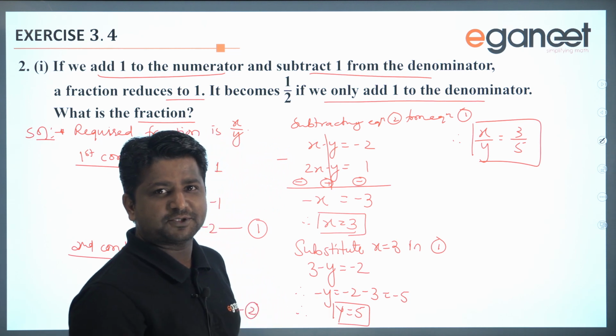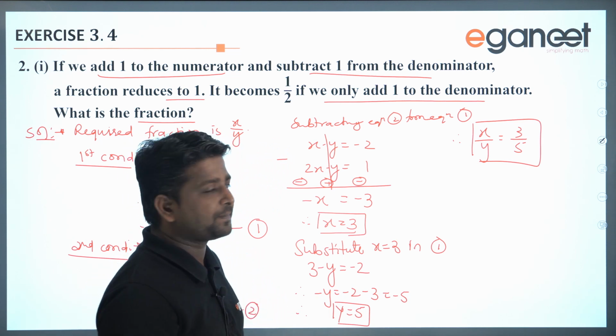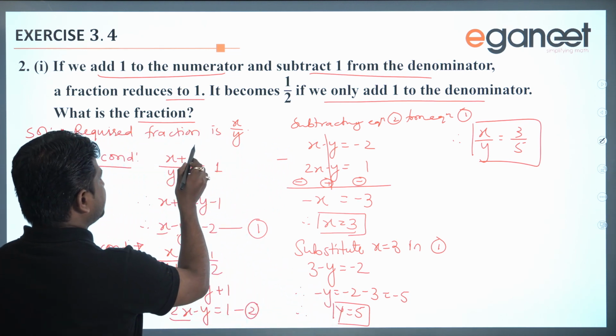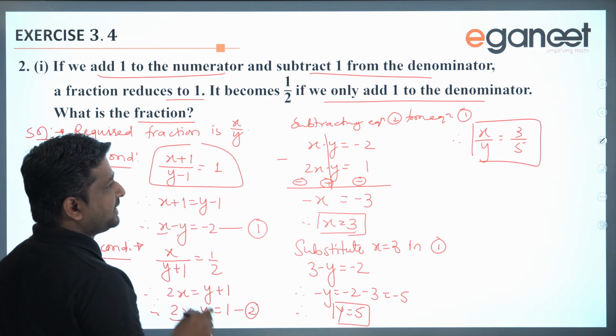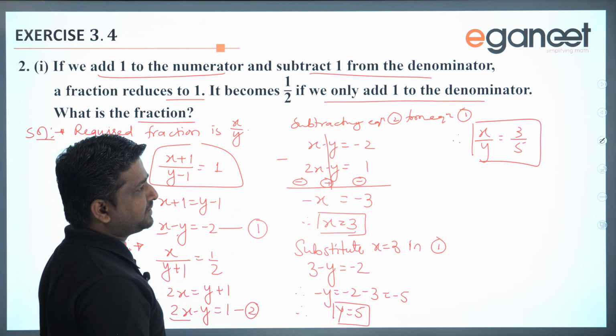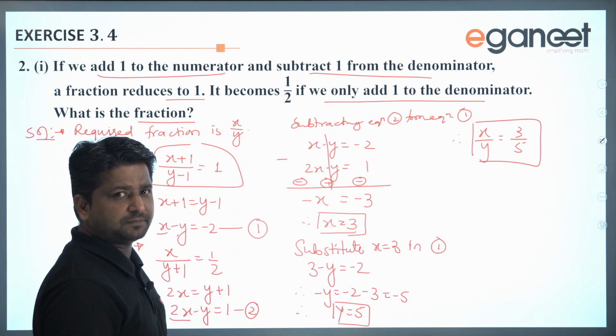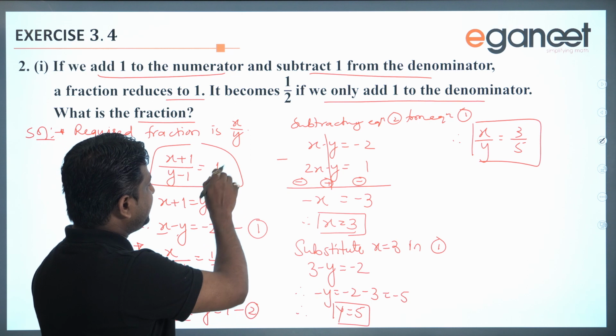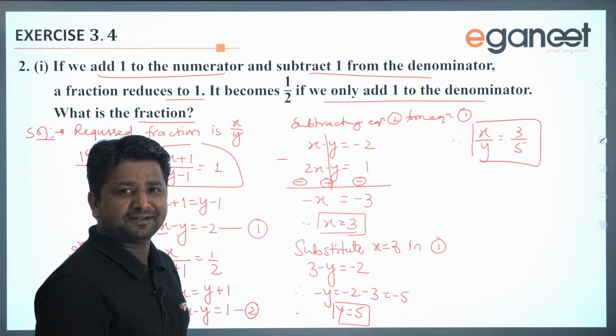Let us verify whether our answer is correct or not. Let's check the first condition, right? x plus 1, so that will be 3 plus 1, which is 4, and subtract 1 from the denominator. 5 minus 1 will be 4. So 4 upon 4 equals 1. It means the condition is satisfied, right, students?